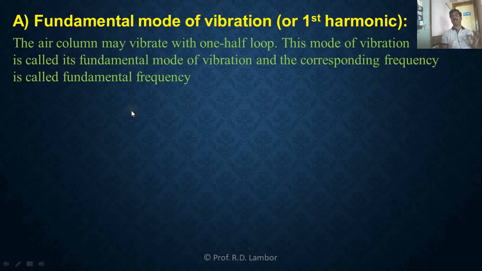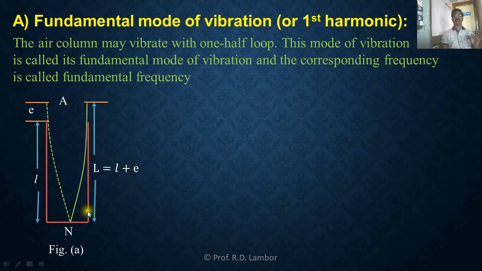So let us go through the diagram explaining the fundamental mode of vibration. See here, in this diagram, the air column enclosed in a pipe closed at one end is vibrating with half loop only. And at that time the closed end forms a node and the open end forms an antinode.